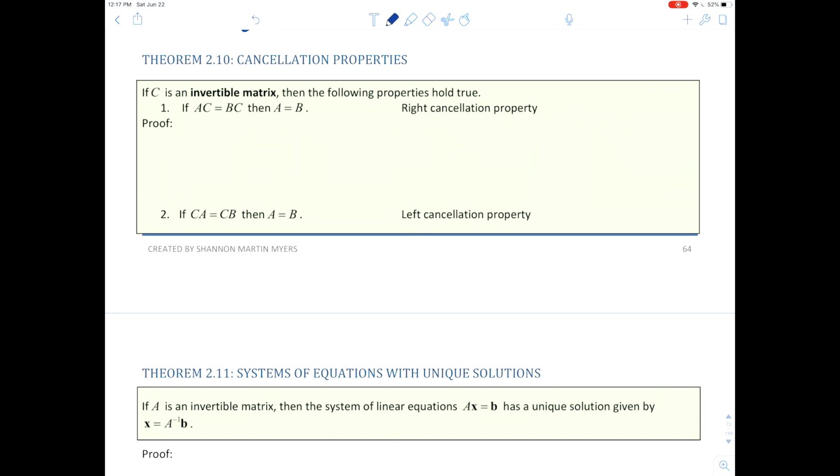So here we go. If A times C equals B times C, then A equals B. That's called the right cancellation property. And then the left cancellation property is if C times A equals C times B, then A equals B. So let's prove that first one. We have this statement, A times C equals B times C.